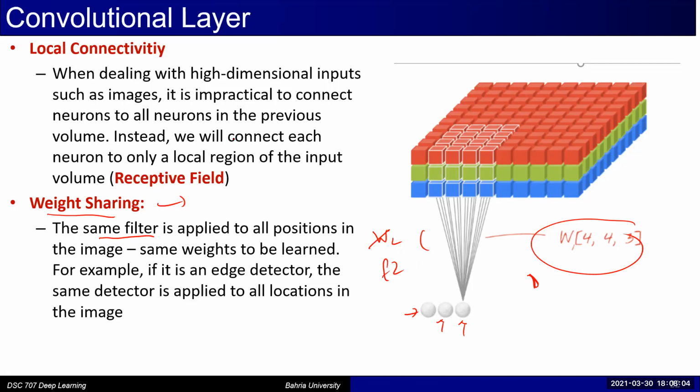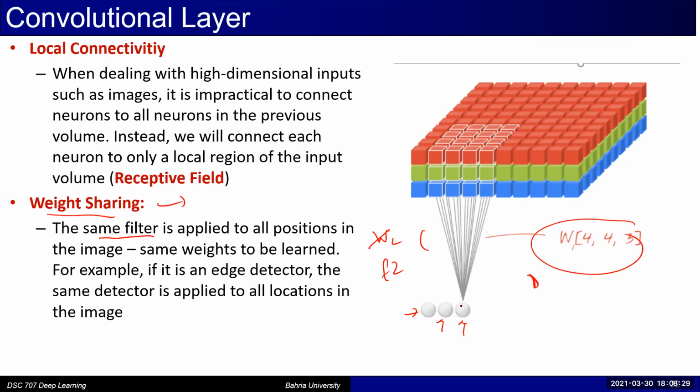Another important component of CNN is called local connectivity. Now, what is that? If you remember the multi-layer perceptron, everything in the previous layer is connected to everything in the next layer, which results in a huge number of connections. And when you have a huge number of connections, it means you have a huge number of parameters.